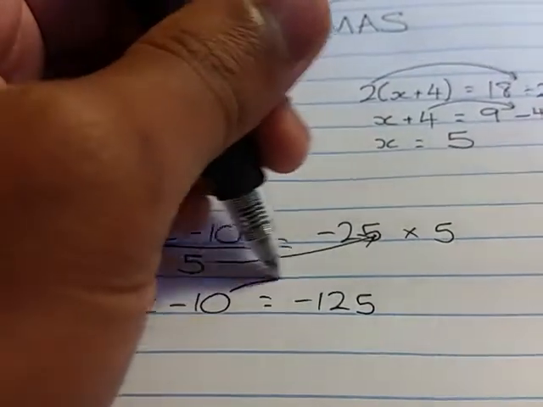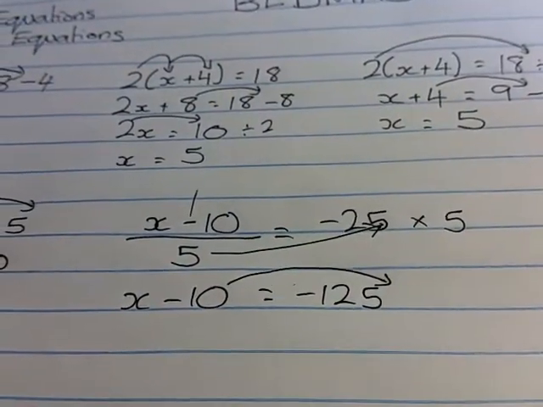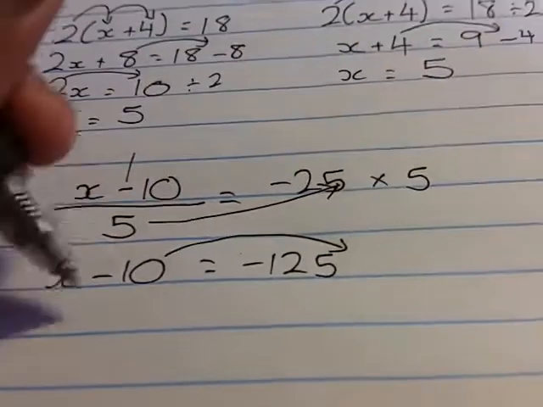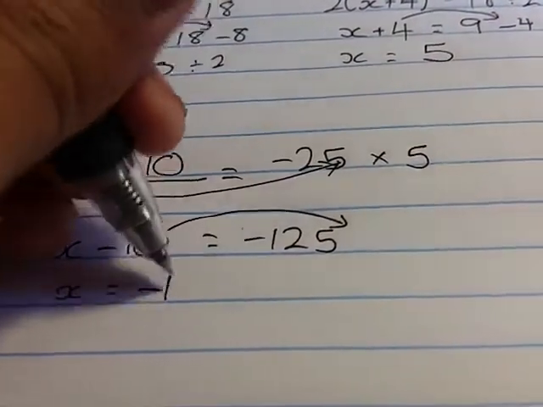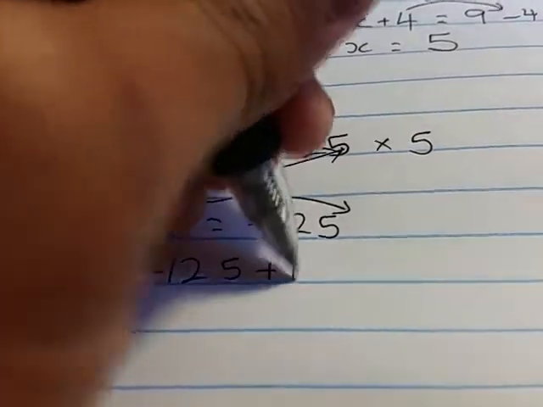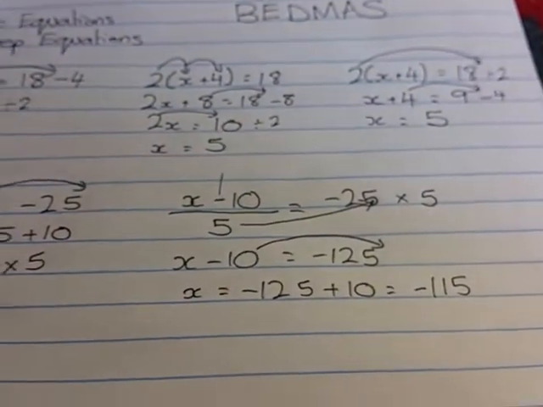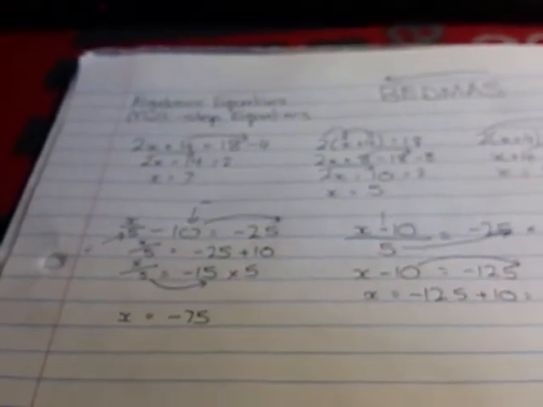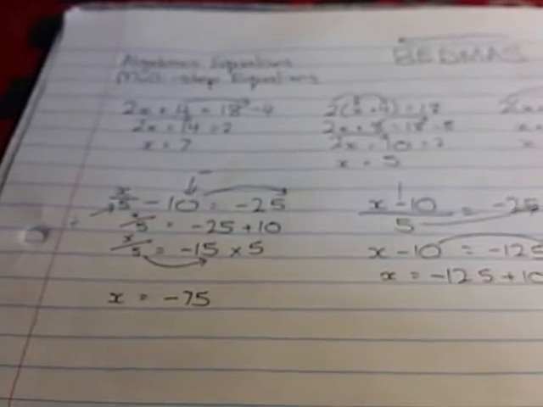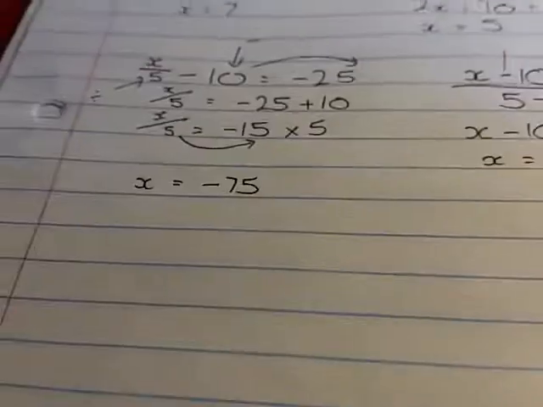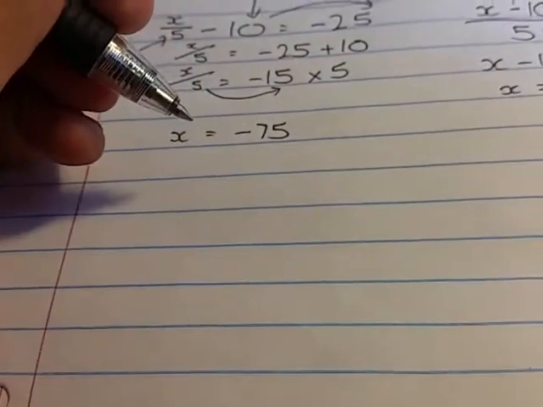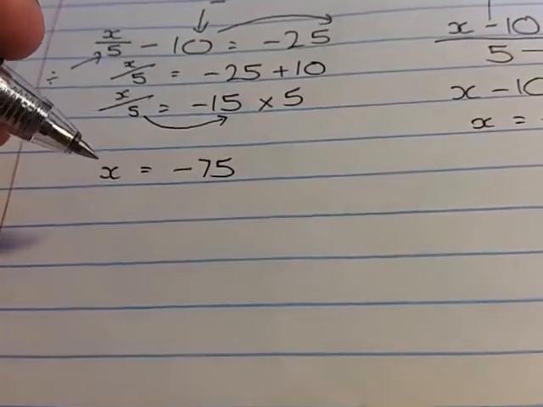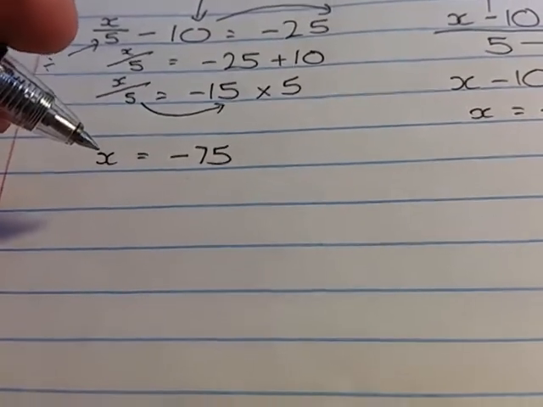And then you can move that minus 10 over to the other side. Negative 10 becomes a plus 10, which gives you negative 115. One small difference can greatly affect the answer. Let's do maybe a couple more, or two more at least of this kind of difficulty before going up a notch.